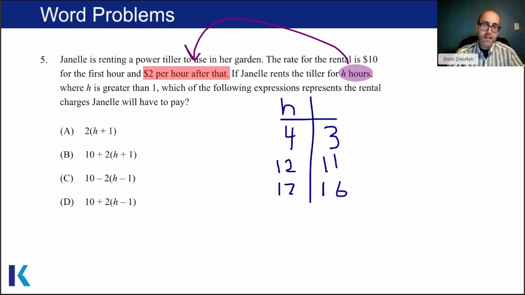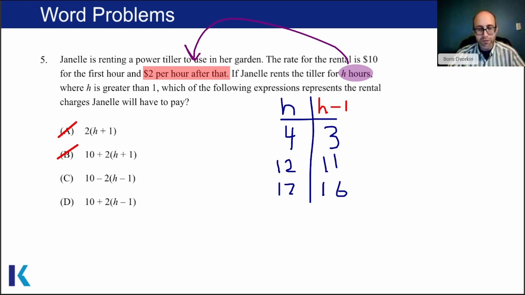If Janelle takes it out for H hours, how many hours is she going to get charged $2 for? It's going to have to be H minus 1, because the first hour is $10, and then the remaining H minus 1 hours are $2 per hour. The correct answer's got to have an H minus 1 in it. It's just got to. A and B can go because they say H plus 1, just like that. And B had about 60% of the vote.